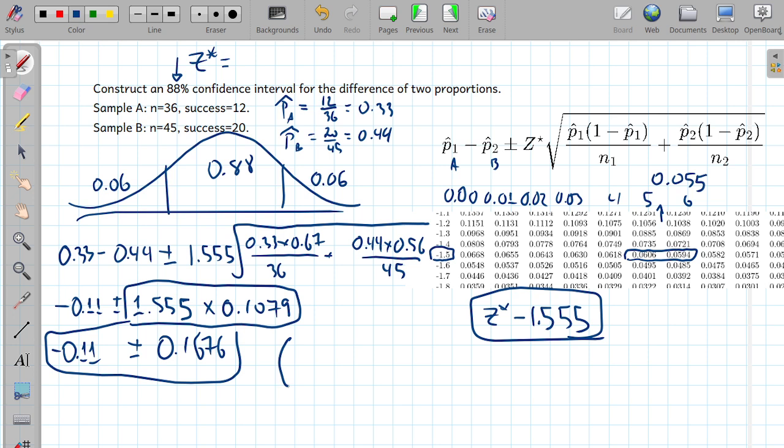So here is negative 0.11 minus 0.1676. We get negative 0.2776. And then we add the same.